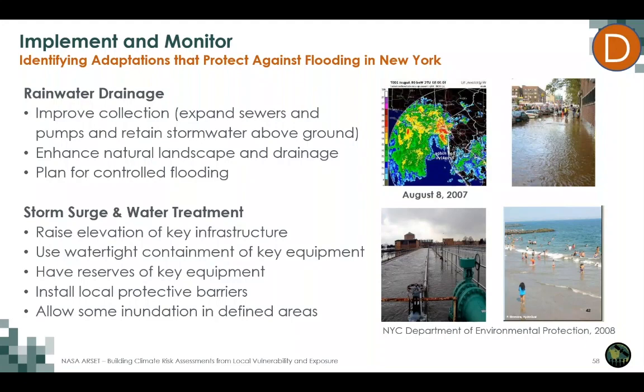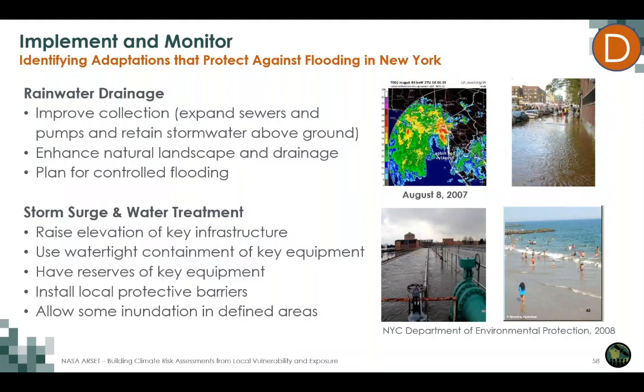We also looked at storm surge and water treatment and raised the elevation of key infrastructure along coastal areas, including some of those water treatment pumps. We also had watertight containment of key equipment around some subway areas and some energy systems, and also increased the number of reserves of key equipment to prepare for flooding events. We also installed local protective barriers and also recognized that there are some places that inundation is not cost effective to prevent, but if we could define those areas and plan on inundation in the way that we control those areas, that could have a benefit.